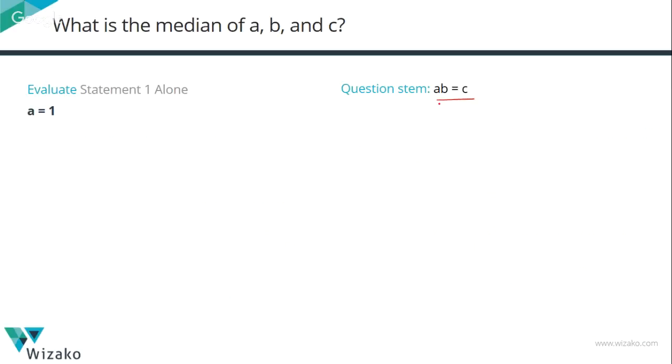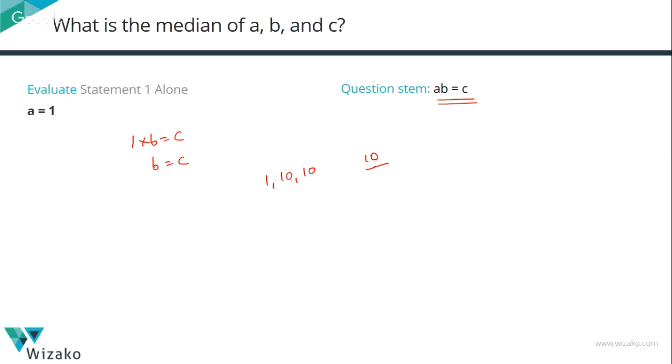Question stem mentions AB equals C. We know from statement 1, A is equal to 1. Let's check it out. 1 into B is equal to C. So we have B is equal to C. Will we get a unique value for the median? If B is 10, then we'll essentially have 1, 10, 10. So what is the median?